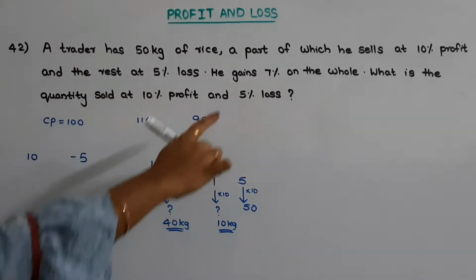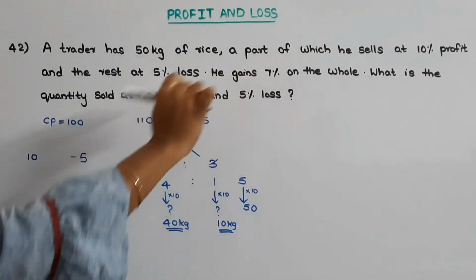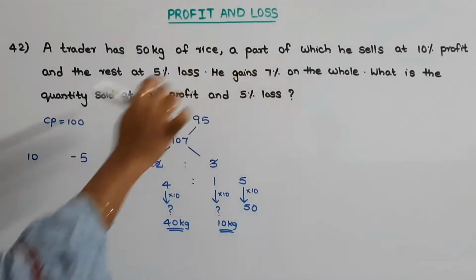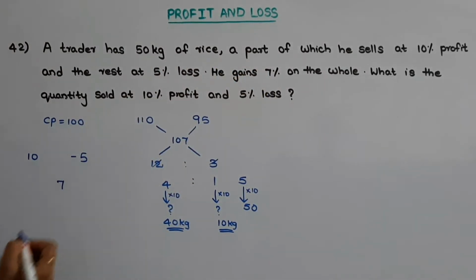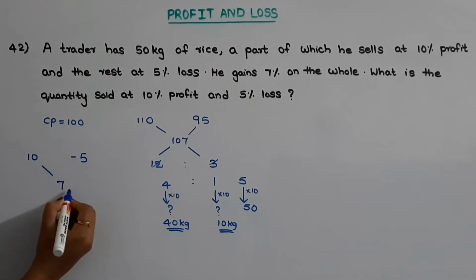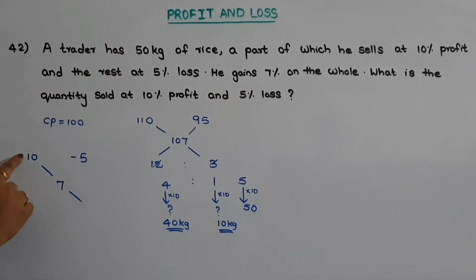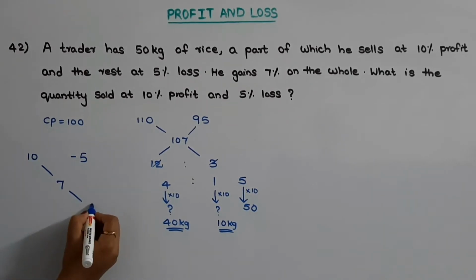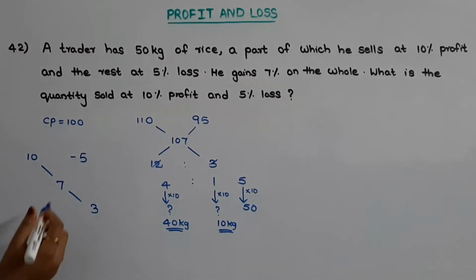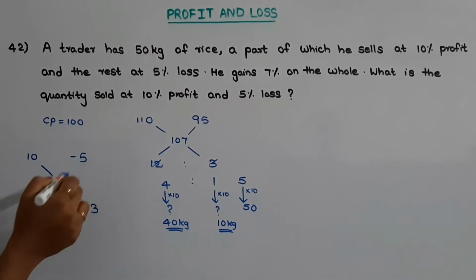Now as a whole it is profit and that percentage is given as 7, that you write here in the middle. Now we need to take the differences diagonally. So first we need to take the difference between this both, that is 10 minus 7, that is 3, that you write here. Now we need to take the difference between this both.